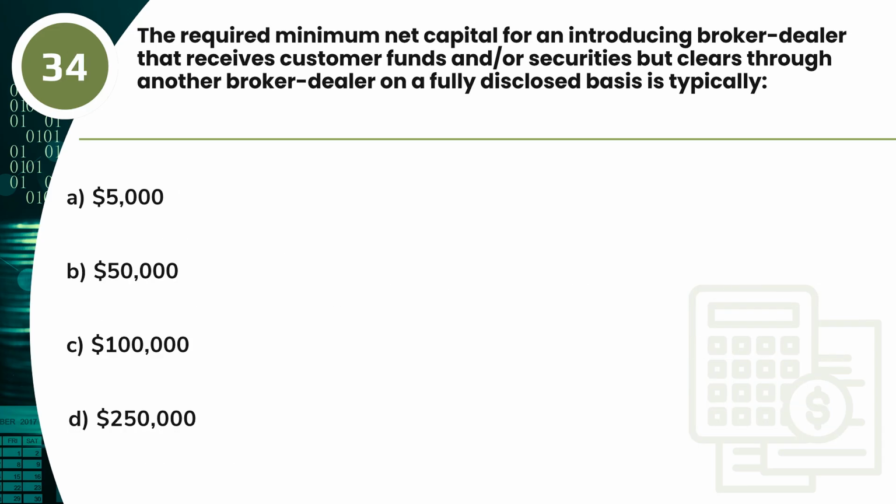Question 34. The required minimum net capital for an introducing broker-dealer that receives customer funds and/or securities but clears through another broker-dealer on a fully disclosed basis is typically: A. $5,000. B. $50,000. C. $100,000. D. $250,000.